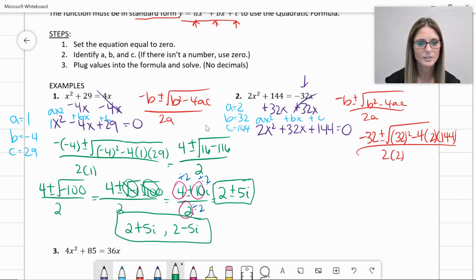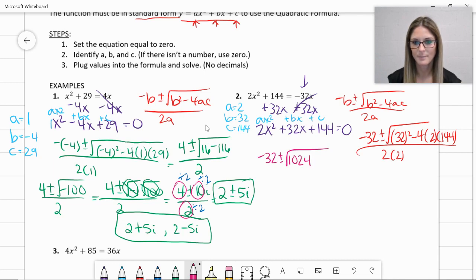Let me use a different color so we don't run into the other problem. We've got negative 32 plus or minus the square root of 32 squared, 1,024. I'm going to multiply negative 4 times 2 times 144. Gives me negative 1,152 over 4. Keep cleaning up by hand is my recommendation. We've got 1,024 minus 1,152, a negative 128 over 4.